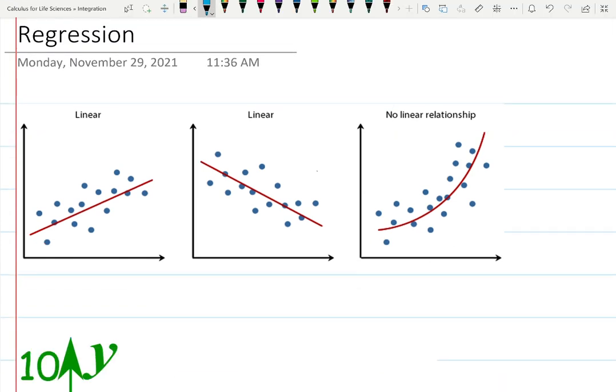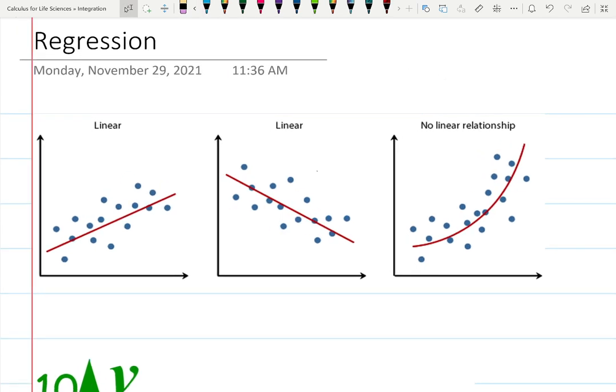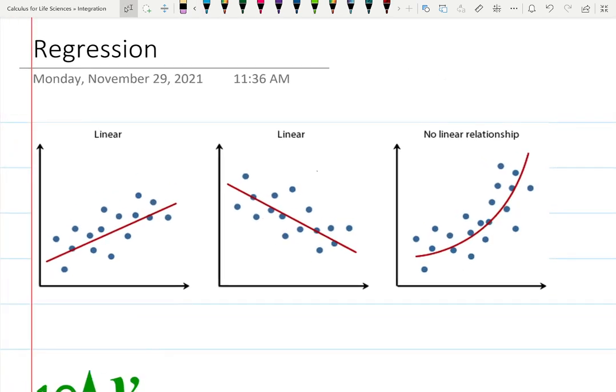Regression. Can you say it the Russian way? Regressia, with a cool R. Regressia. Regression. Usually people use linear or non-linear regression. Linear regression is the most popular one, but we're going to teach you more than that.